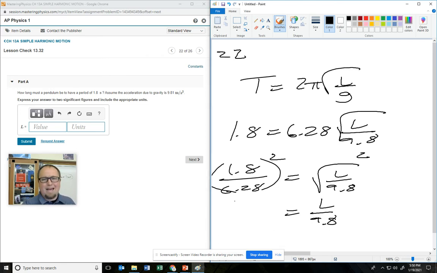You multiply by 9.8. So we got 1.8, forgot the first number, divided by 6.28, square it, I get a number, 0.0821. Okay, what do I do to get L by itself? I multiply it by 9.8. I get a value, 0.805.